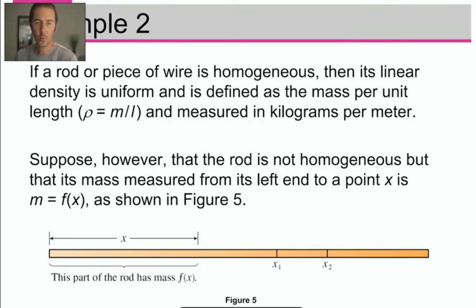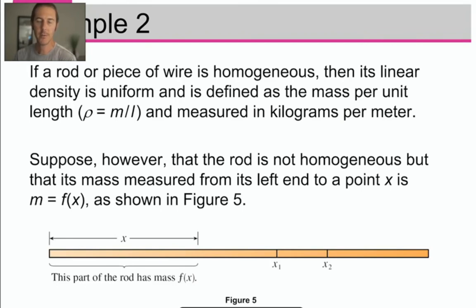If you have a piece of wire or a rod that's homogeneous, then its linear density would be uniform, sort of evenly spread through, as though you'd stirred your ingredients together very well before making this rod. And that linear density would be defined as the mass per unit length. So maybe it's a kilogram per meter worth of rod length that you have.